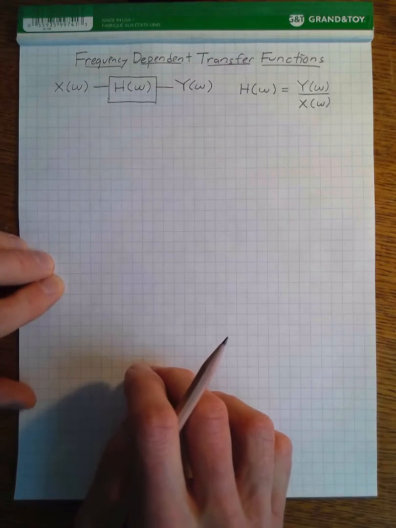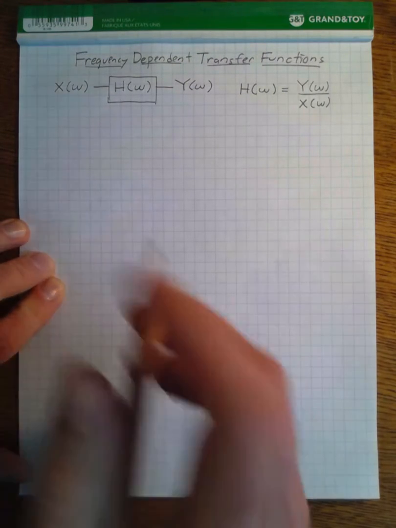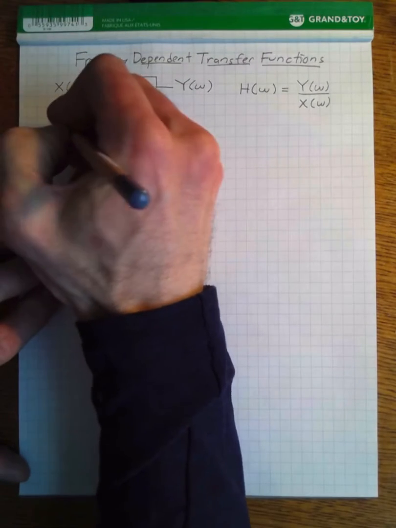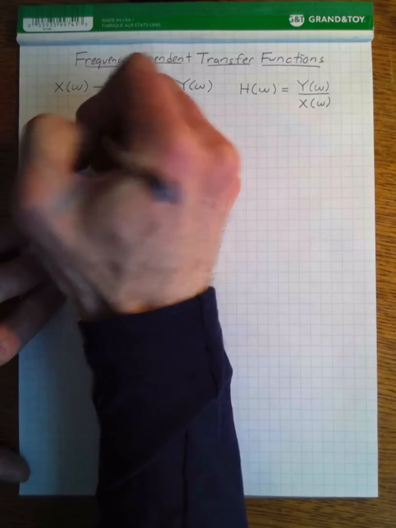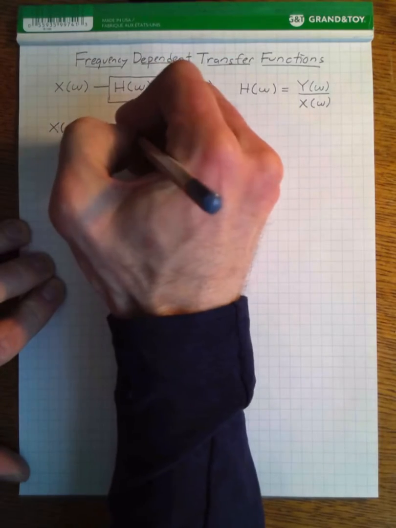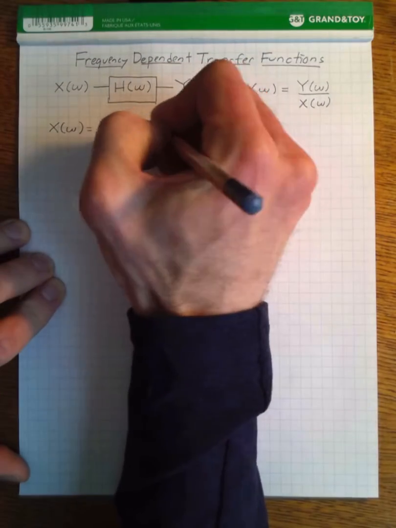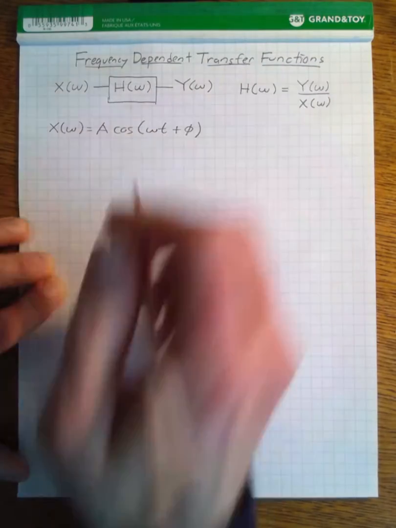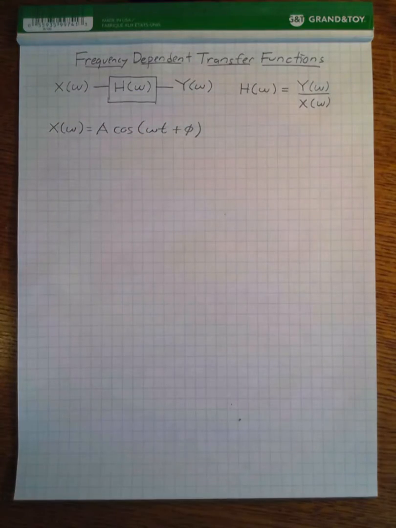And for this class, our input signal x will always be a sinusoid. So it will have some amplitude, an angular frequency omega, and a phase shift. Now, we are going to look at a single sinusoid oscillating at a particular frequency omega for our discussion. But in general, a signal can be made up of a range of frequencies.